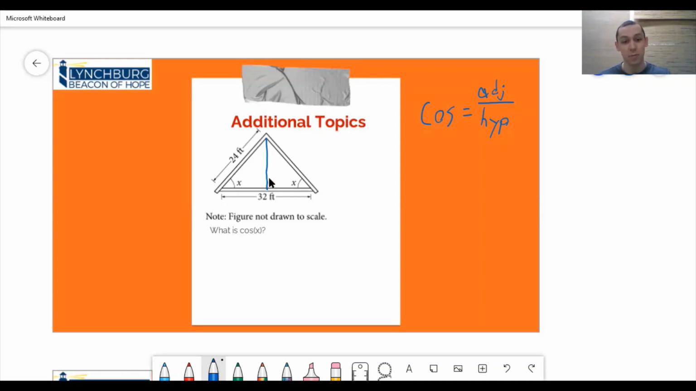Since it's perpendicular, it meets at a right angle. And since it's a bisector, both of these lengths are now going to be equal at 16 feet. All I did was divide 32 by 2 to get that, just in case you were wondering.